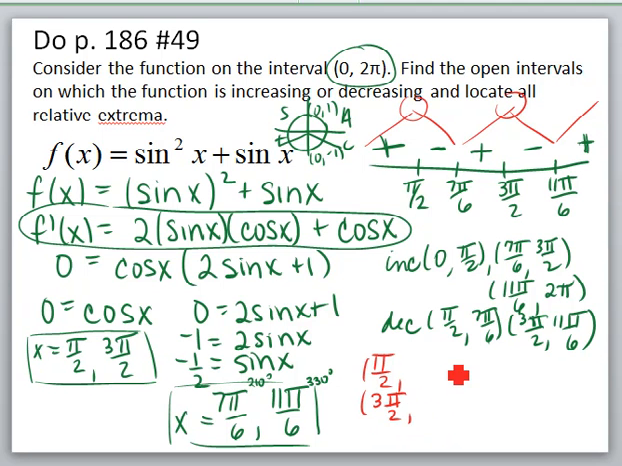The way we're going to get those y values is by plugging those back into the original. I'm not going to have time to do that in this video. The minimums would then be at 7 pi over 6 and 11 pi over 6. Again, I'm not going to have time to do that in this video, so we could discuss the rest of that in class.